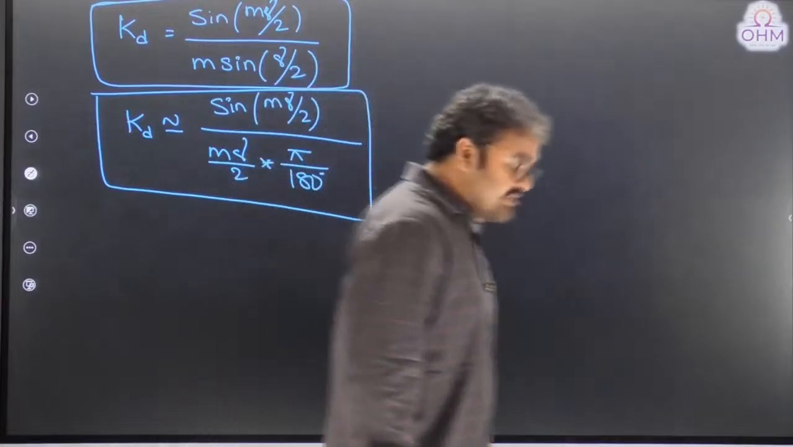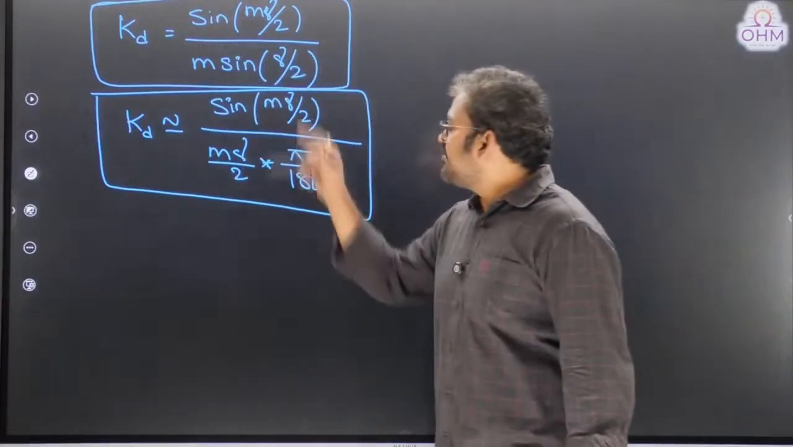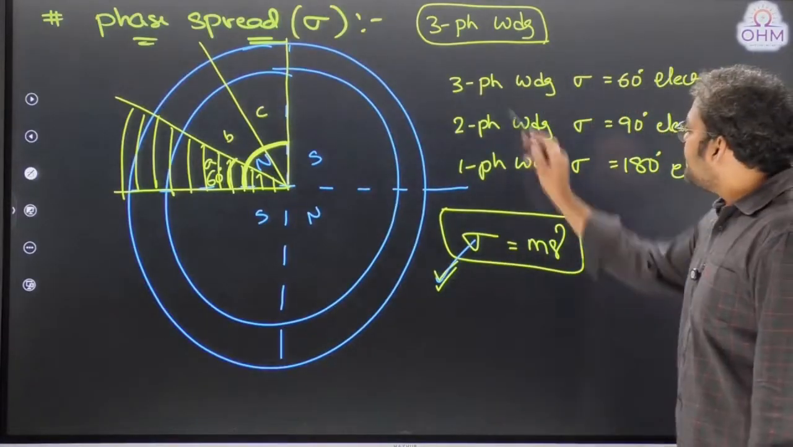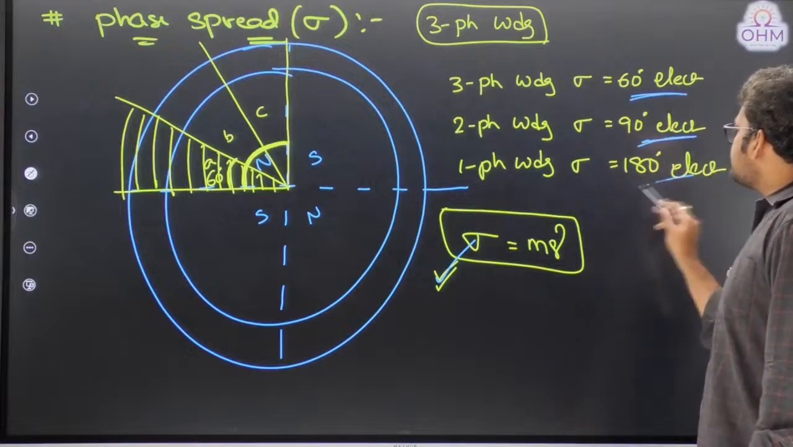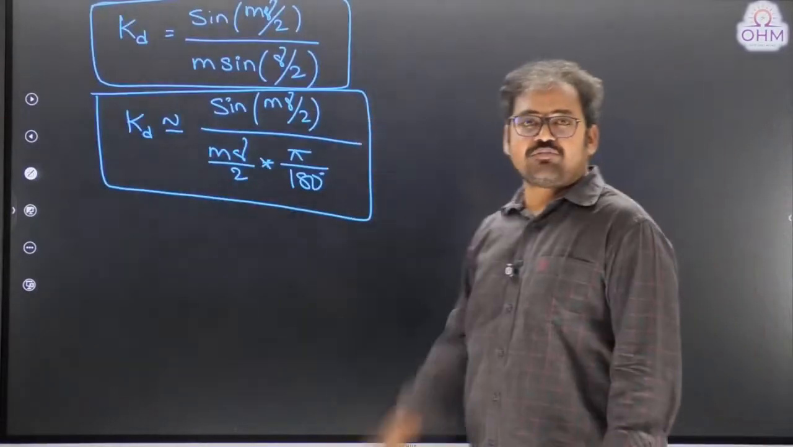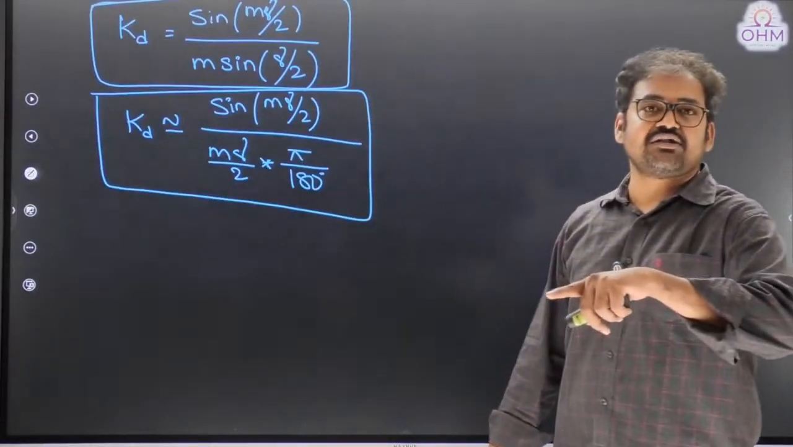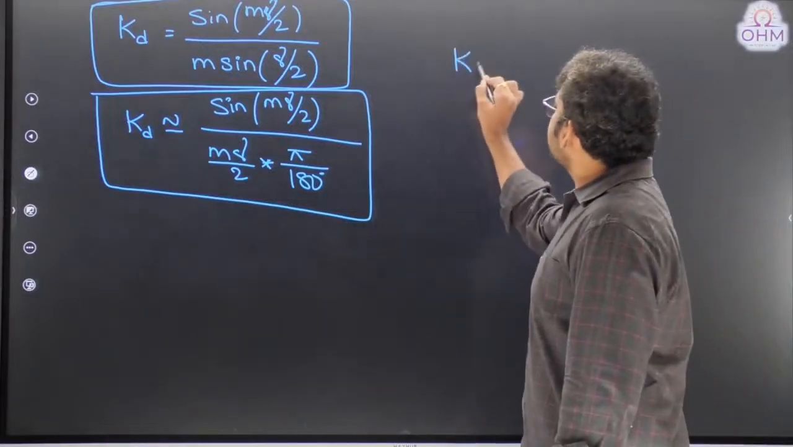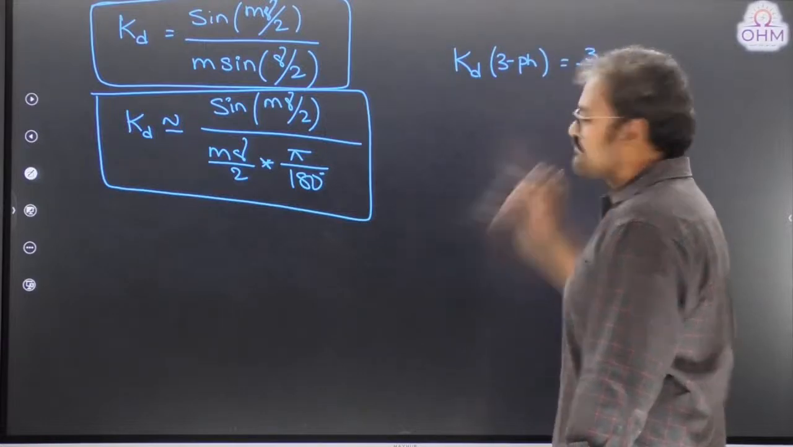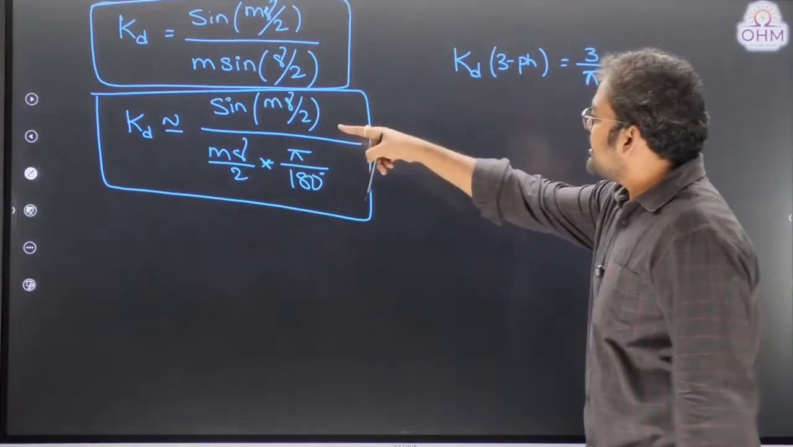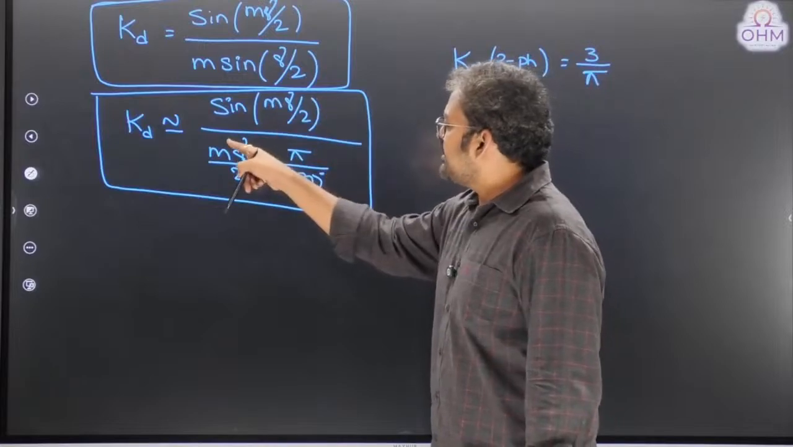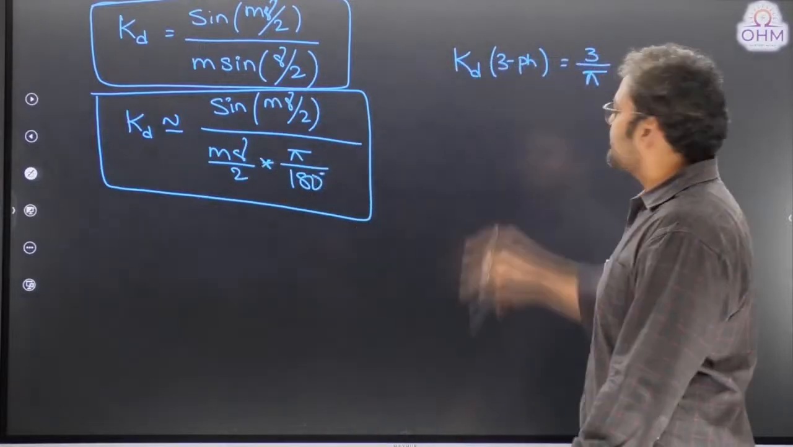Okay? And in that approximate formula, again, what is m gamma? I told you already. M gamma is nothing but phase spread. And we know phase spread is a fixed value for 3-phase, 2-phase and single phase. Therefore, I can substitute these angles directly in this approximate formula so that I can calculate the distribution factor directly. Yes, the distribution factor for 3-phase winding will be equal to 3 by pi directly. If you substitute m gamma equal to 60 degrees in this formula, sine 60 by 2 divided by 60 by 2 into pi by 180, you will get 3 by pi.